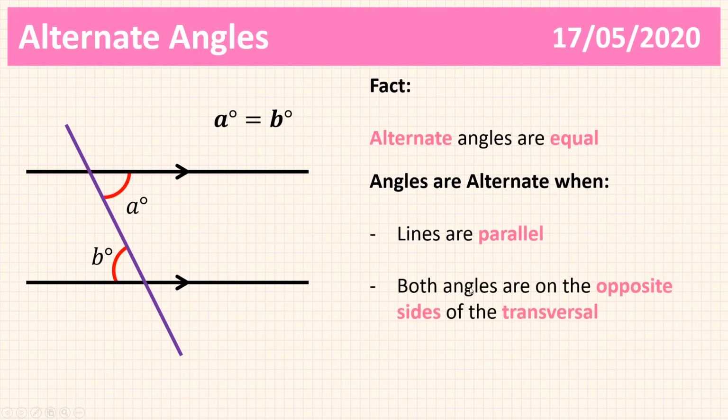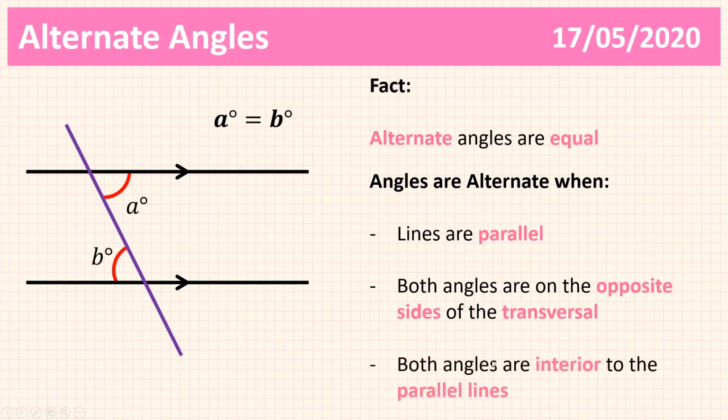The second one is that both angles are on opposite sides of the transversal. I can see A is to the right of the transversal and B is to the left of the transversal. And my last one is that both angles are interior to the parallel lines. I can see that they are both inside the parallel lines. If they have all three of these characteristics, then the angles are alternate and they are also equal. I'll read them out again for you. The lines need to be parallel, the angles need to be on opposite sides of the transversal, and both angles need to be interior to the parallel lines.